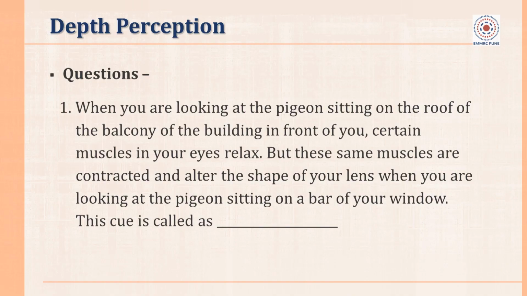Now let's reflect on what we have learned today about depth perception. Please take a paper and pencil and answer these questions. Question 1. When you are looking at the pigeon sitting on the roof of the balcony of the building in front of you, certain muscles in your eyes relax, but the same muscles are contracted and alter the shape of your lens when you are looking at the pigeon sitting on a bar of your window. This cue is called as. The answer of question 1 is accommodation.